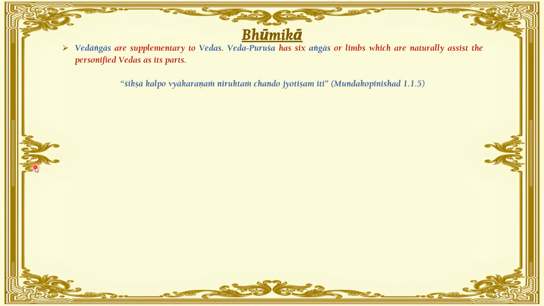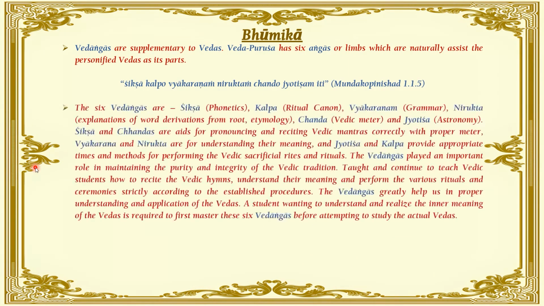So this is a mantra from the Mundaka Upanishad. Siksha Kalpo Vyakaranan Niruktam Chando Jyotishamiti. So the names of the 6 Vedangas are given. The first one is Siksha, phonetics. Next is Kalpa, ritual canon. Vyakaranam, grammar. Nirukta, explanation of words, derivation from roots, etymology. Chandah, Vedic meter, and Jyotish.